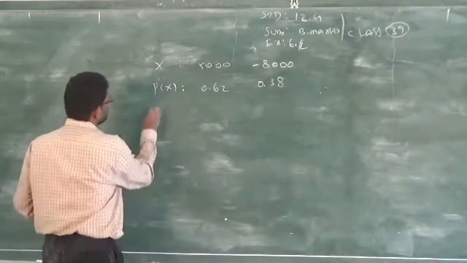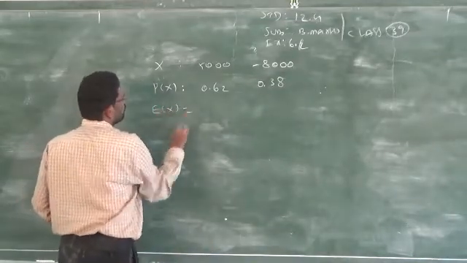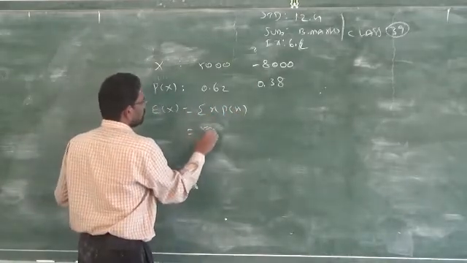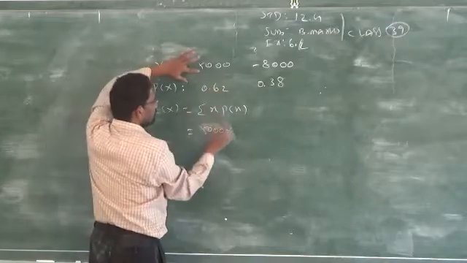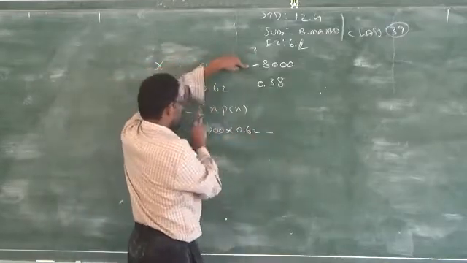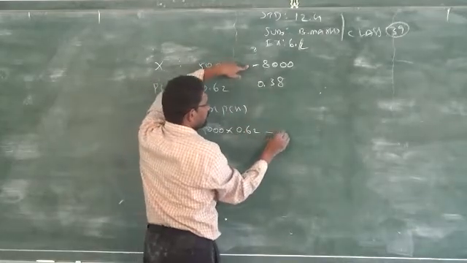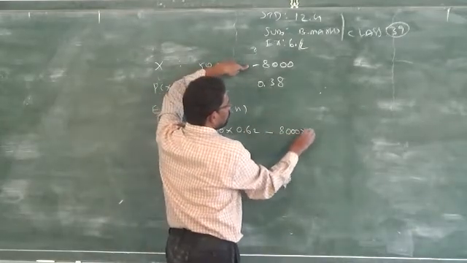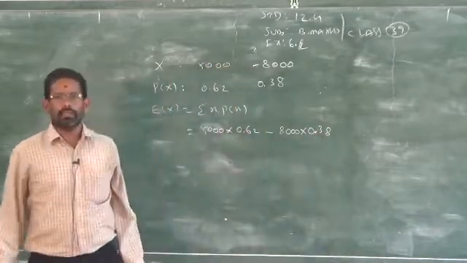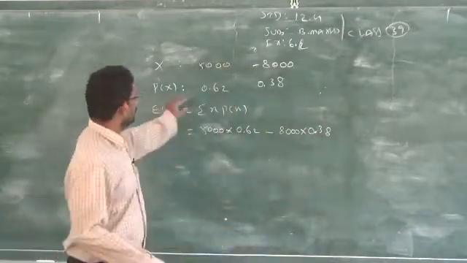Expected gain, that is E of x. Very simple. What is the formula? X into P of x, 5,000 into 0.62 minus, actually plus, but we have minus, so plus into minus, minus 8,000 into 0.38. So, just you have to multiply and subtract, you will get the answer. It is given already the probability.